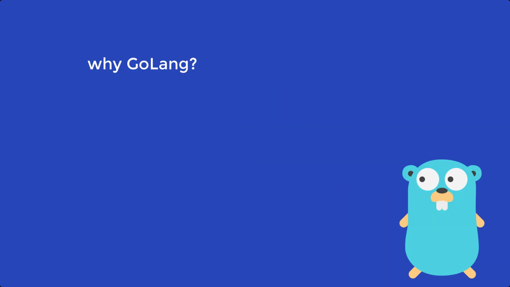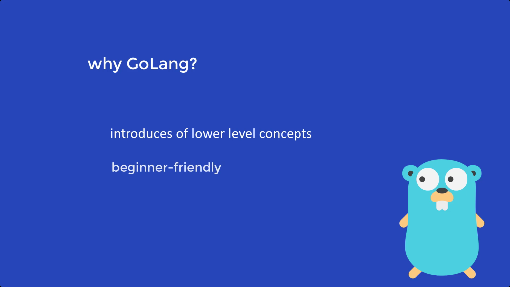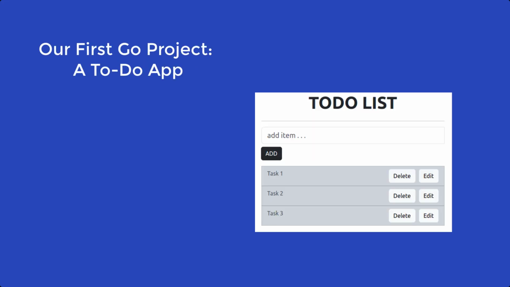Go is a fantastic language to pick up, even if it's your very first programming language. It introduces you to important lower-level concepts like pointers in a way that is still friendly for beginners. You don't need a computer science degree to learn it. We'll start our Go journey by building a simple to-do application. This helps us understand how to work with HTTP and how to connect to a database.